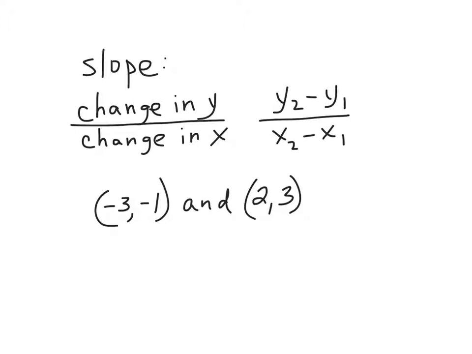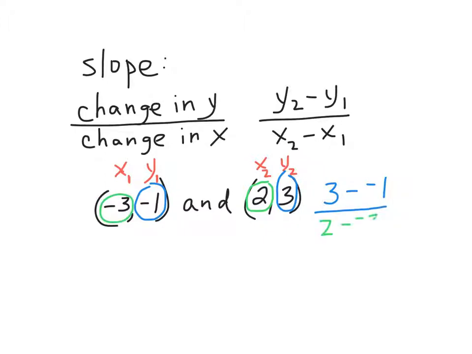As I go through, this is my first set of points. It's x and y. So I'm going to say this is my x1, this is my y1. This is also another xy pair, but I'm going to say this is x2, this is y2. So really what I'm doing is subtracting, first of all, my y2 minus my y1. So I get 3 subtract negative 1 over, then I'm going to do my x2 minus x1, 2 subtract negative 3.